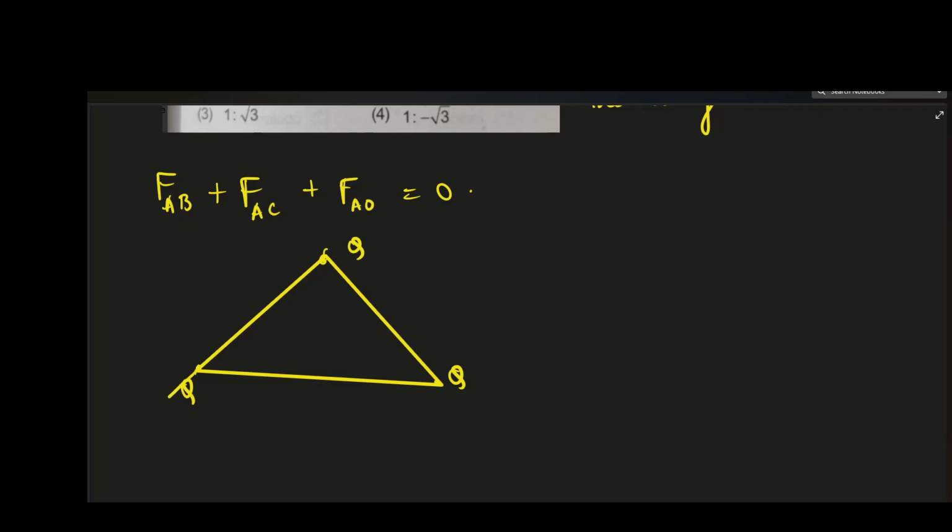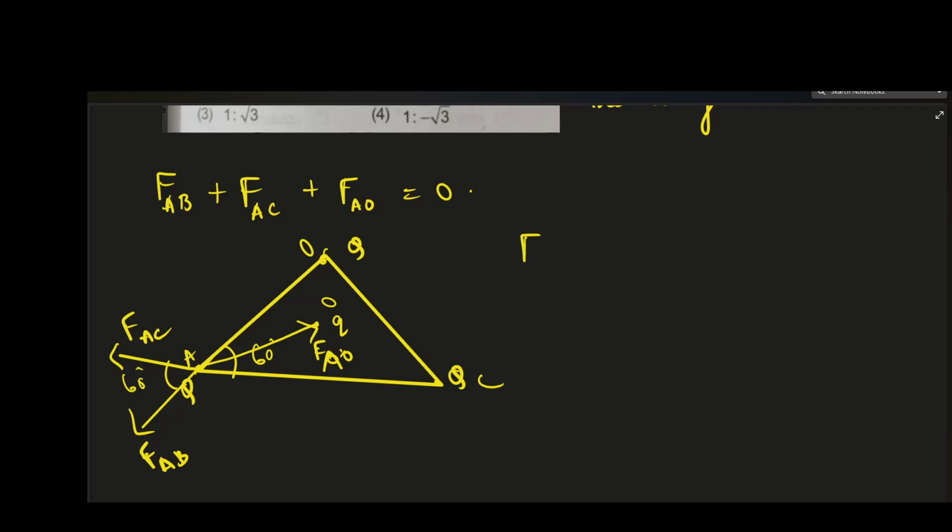So this is going to be my FAB and this is going to be my FAC. And we know that the angle in an equilateral triangle is 60 degrees, so this will also be 60 degrees. And there is another point O over here. Because of this, the force will be in this direction, FAO.